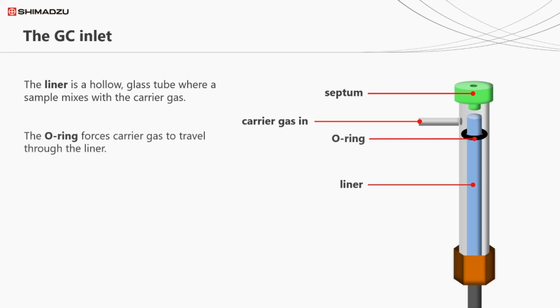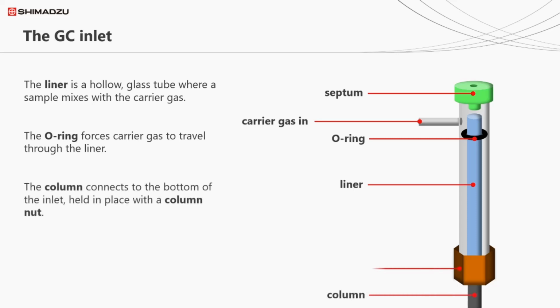Sitting around the outside of the liner is a rubber O-ring. Its job is to hold the liner centrally within the inlet and to act as a barrier to prevent carrier gas going around the outside of the liner. For correct operation, the carrier gas needs to flow downward through the inside of the liner to sweep the sample onto the head of the column.